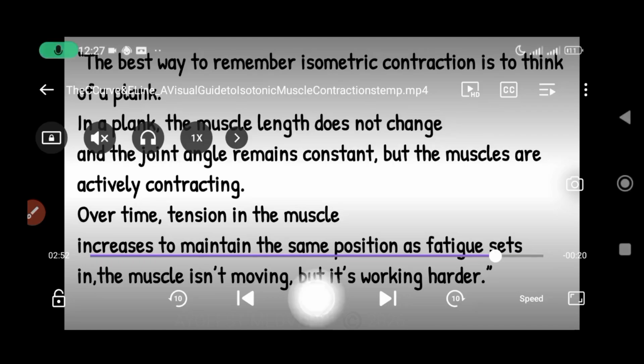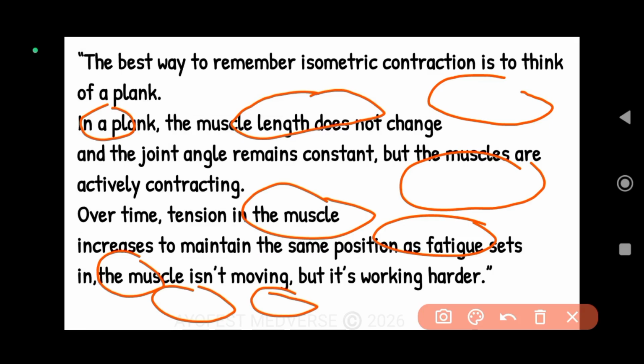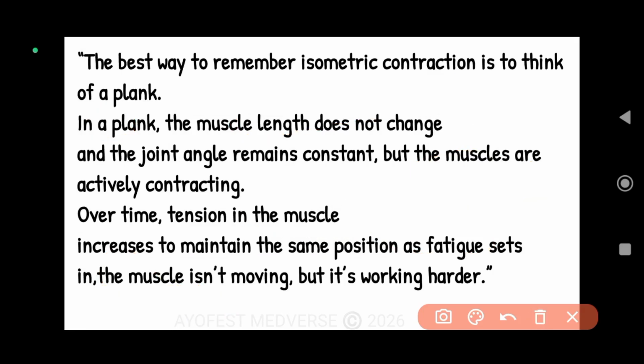So one good example of isometric contraction is plank. Plank is an example of an isometric exercise. So in a plank, the muscle length is not changing. The muscle is contracting, but the length is not changing. So the length does not change. The joint angle remains constant, but the muscles are actively contracting. So the muscles are still active.